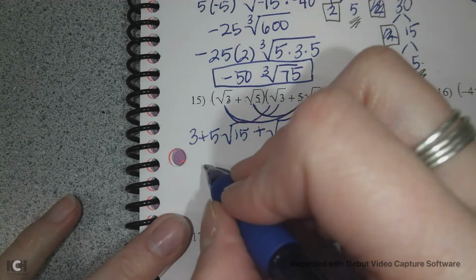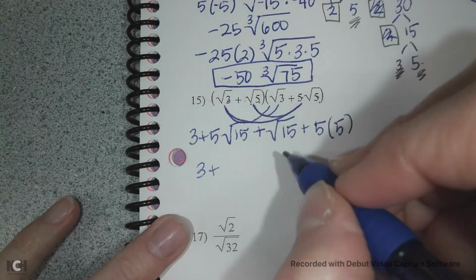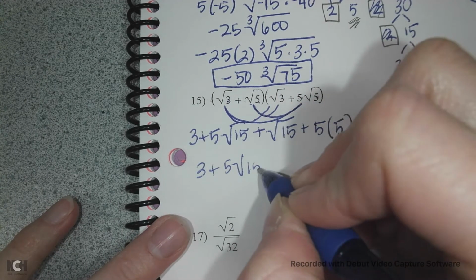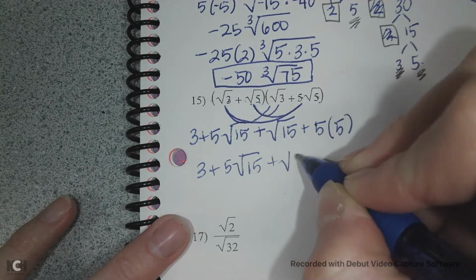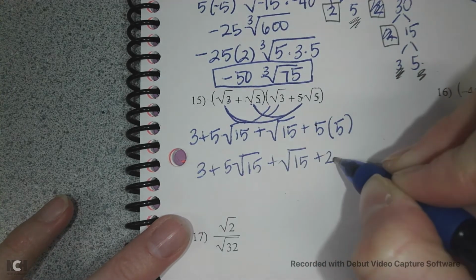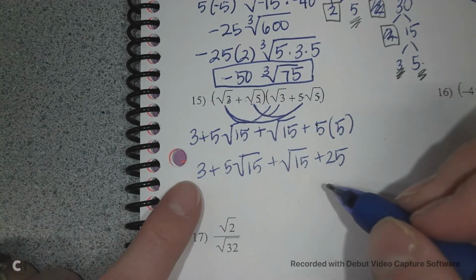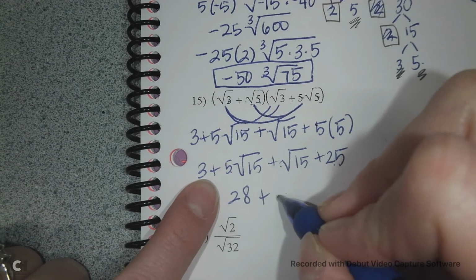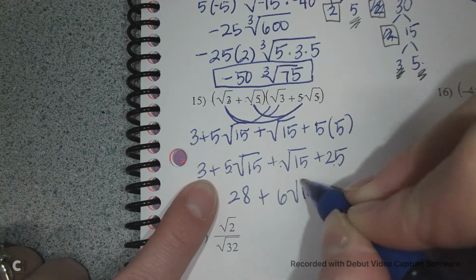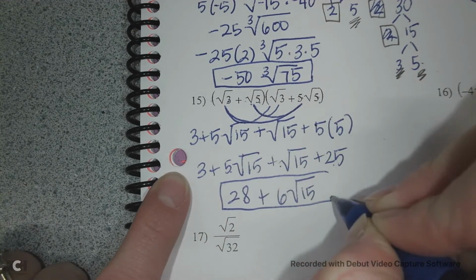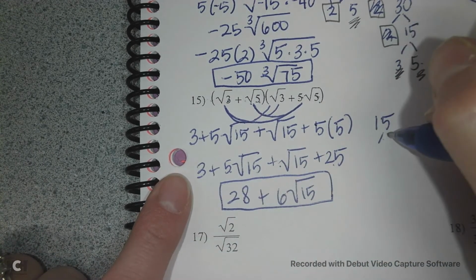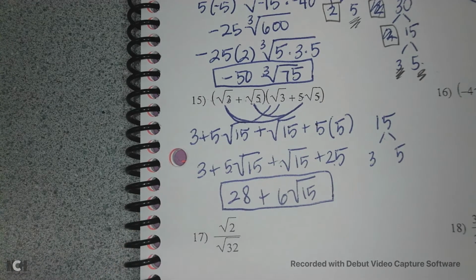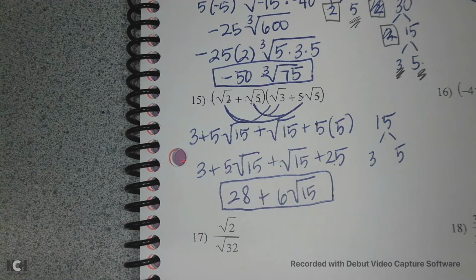Okay, so here I have 3 and 5 root 15 and root 15 and 25, so we're going to combine our like terms. 3 and 25 is 28, and 5 and 1 is 6 root 15. I can't simplify any further because 15 is just 3 and 5. There's no pairs there. So, yeah.